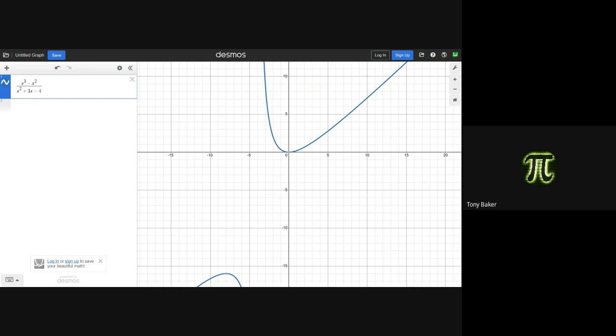Also, by factoring it, these two problems are identical except for the removable discontinuity. So that means for my end behavior, when x goes to infinity or x goes to negative infinity, we can use the simpler equation to work with it. I don't need to use the more complicated equation for that part.